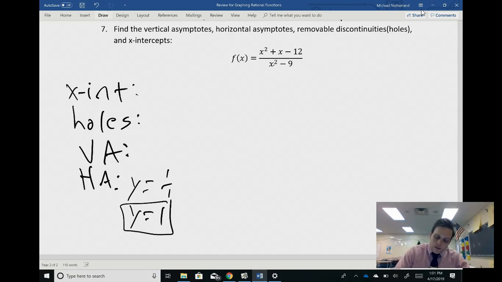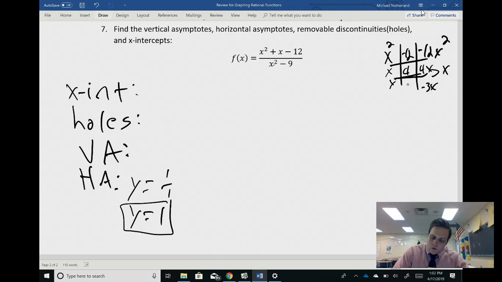So, let's factor. I'm trying to find a good space to factor. We'll do some factoring right here. So, let's factor the numerator. x squared plus x minus 12. 2 numbers that multiply to negative 12 but add to 1 would be 4 and negative 3. So my numerator can be factored as x plus 4 times x minus 3.